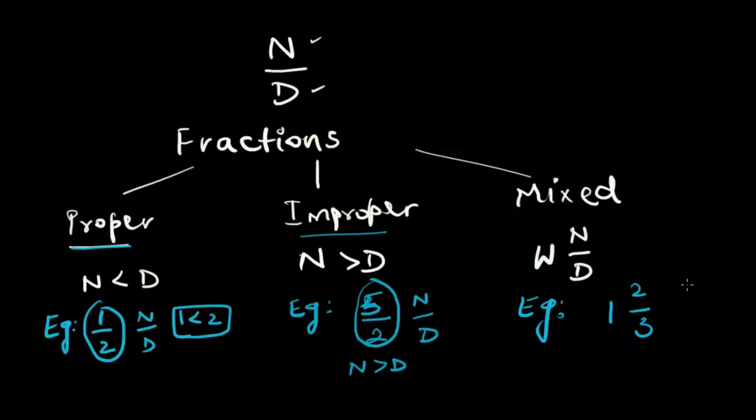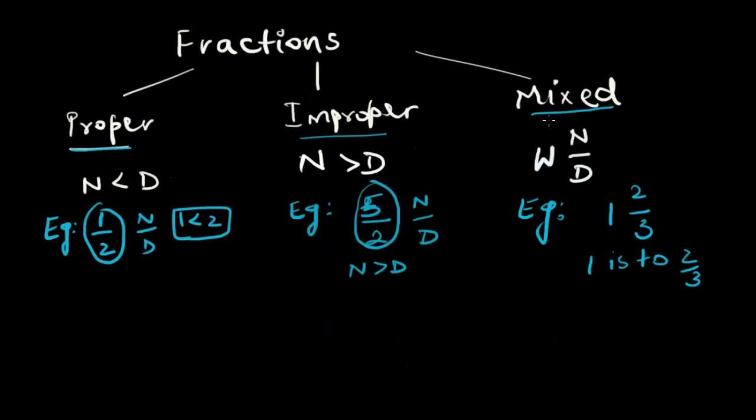How do we read a mixed fraction? You just say the whole number first, 1, then you say "and 2 over 3", and that's how you read a mixed fraction. We already know what proper, improper, and mixed fractions are.